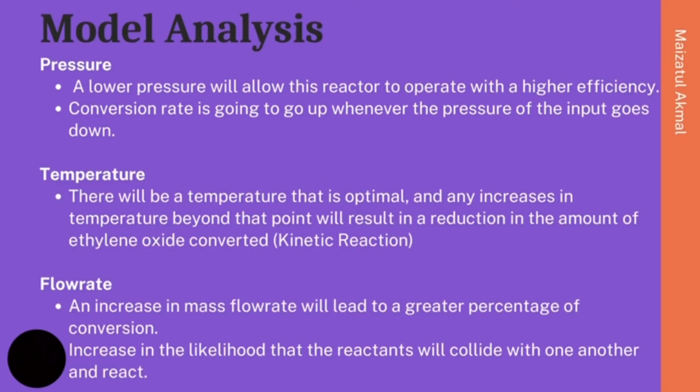And lastly, for model analysis, for the pressure, where we do the case study, a lower pressure will allow this reactor to operate at higher efficiency. This is because the conversion rate goes up whenever the pressure of the input goes down. For the temperature, there is an optimal temperature. When we increase or decrease from the optimum temperature, it will result in a reduction of the amount of ethylene oxide converted due to the kinetic reaction. Lastly, for the flow rate, an increase in mass flow rate will lead to a greater percentage of conversion, so there is an increased likelihood that the reactants will collide with one another and react.